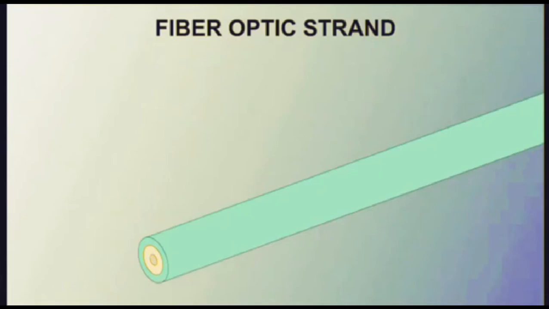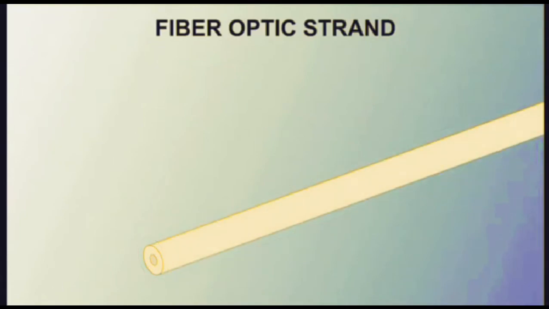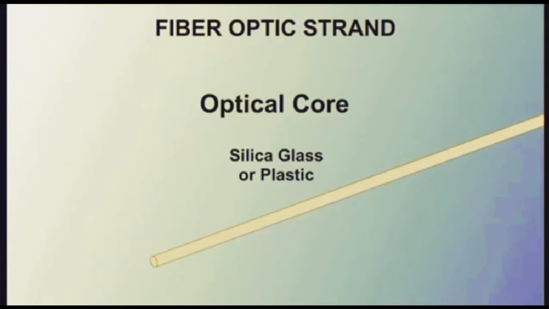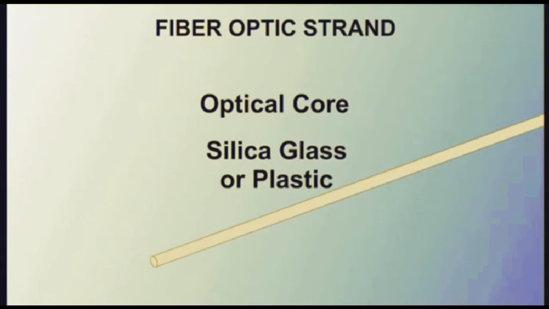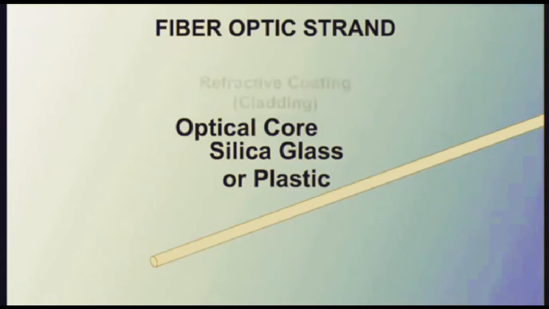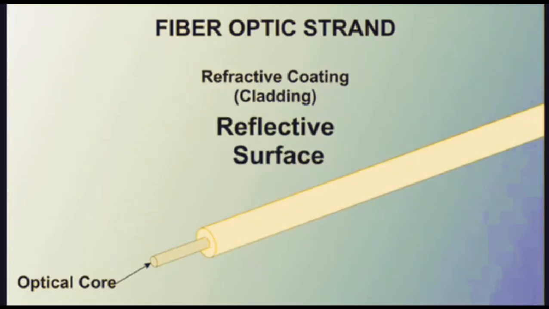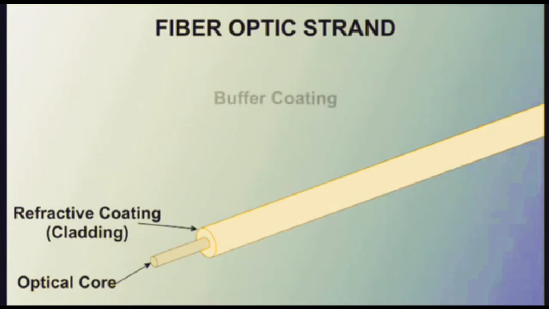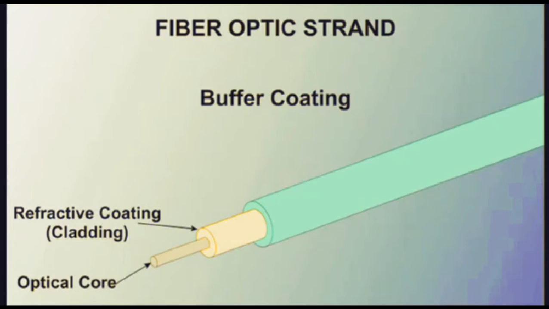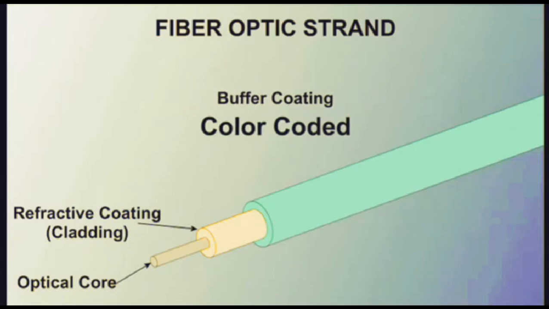A fiber optic strand consists of multiple layers. The actual conductor is a silica glass or plastic core. This core is surrounded by a refractive coating called cladding, which provides a reflective surface and causes the light to travel along the entire length of the core. The third layer is a buffer coating to protect against moisture and other damage. It also prevents light from escaping the strand and may have a color coding for identification purposes.